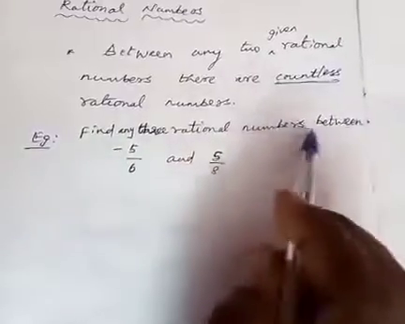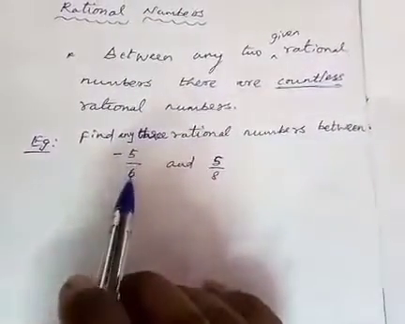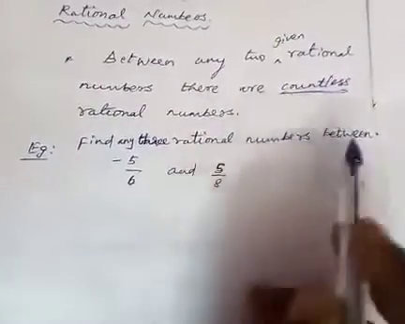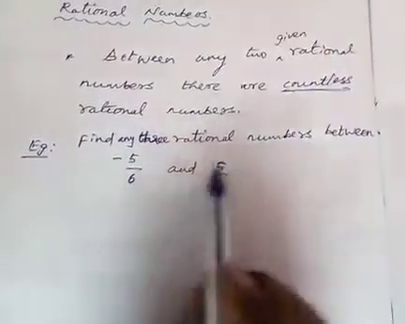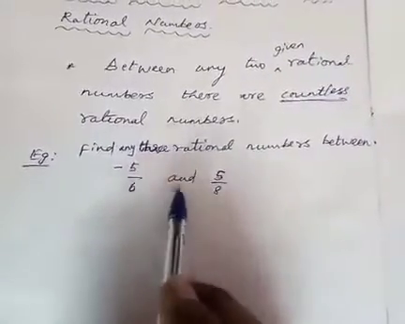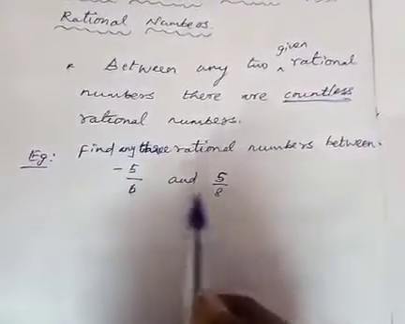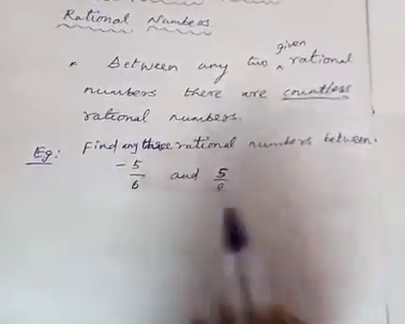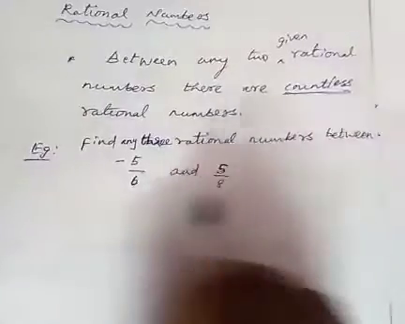For example, find any three rational numbers between minus 5 by 6 and 5 by 8. First, we convert minus 5 by 6 and 5 by 8 to rational numbers with the same denominator. Now here the denominator is different, so take the LCM. What is the LCM of 6 and 8?